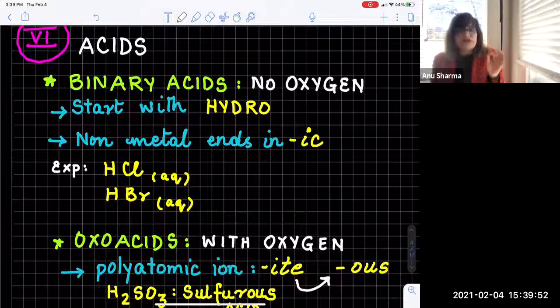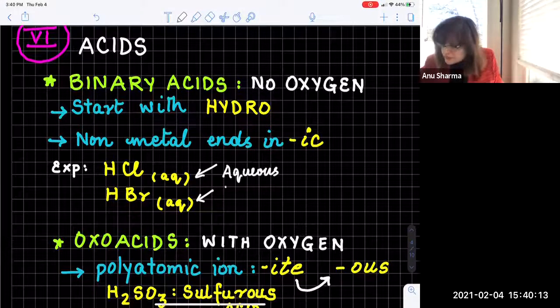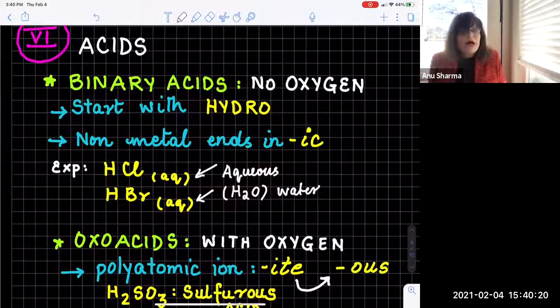You start their names with hydro, and then you look at the nonmetal, and the name of the nonmetal is going to end in ic. Now here's something very important to pay attention to: pay attention to this and this. This means in the aqueous medium, aqueous, which also means with respect to water, when there is water. So when HCl is bubbled in a gaseous form into water, it forms hydrochloric acid.